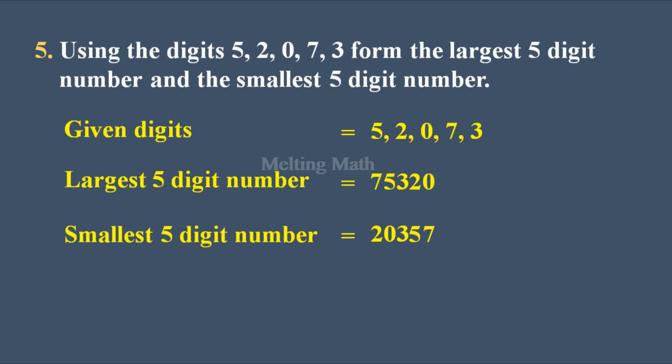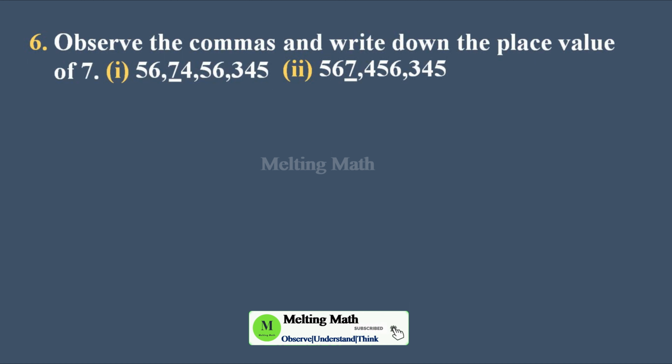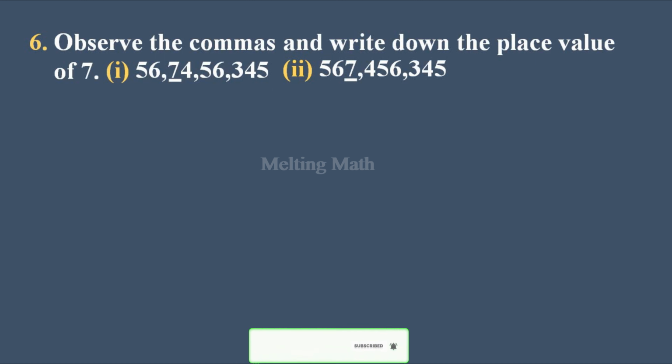Okay, next, observe the commas and write down the place value of 7. Okay, these are the given questions. So we have to observe the commas first. By observing the commas, we can find out whether the number is in the Indian system or in the international system. Using the place values of that corresponding system, we can easily find out the place value of 7.